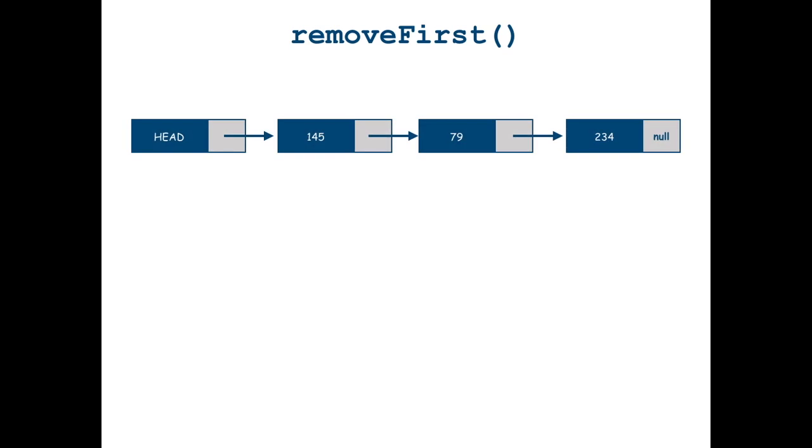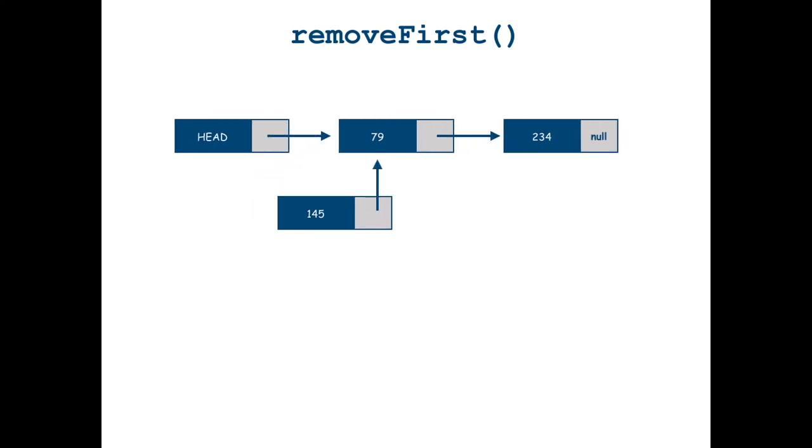Suppose this is my list, these are my values, and I call remove first. Clearly, when it's all said and done, I want 79, who's currently second in my list, to become the new head of the list. So what my code will do is it'll take the head pointer and make it point to whom the 145 is currently pointing to. Right. Now that I've done that, nobody is left pointing to 145. So once my method completes, the garbage collector will eventually come and destroy the 145 MyLink object.